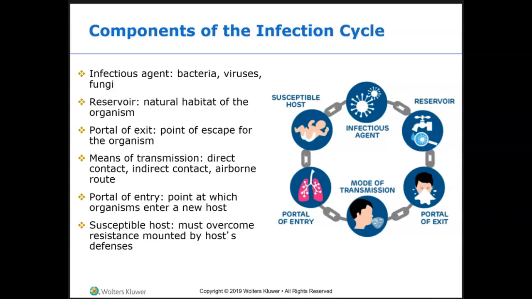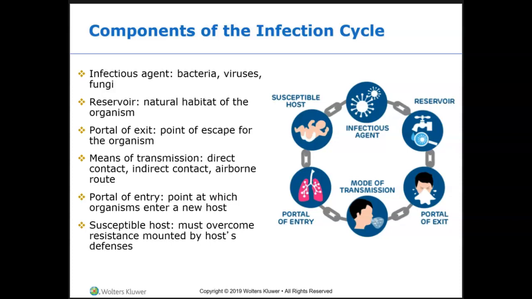So it could be a living creature that transmits the infectious agents to us, like a mosquito, or it could be a non-living object, like a fomite, like a desktop or countertop. Portal of entry is the point at which organisms enter the new host. The entry route into the new host is often the same as the exit route from the prior reservoir. So the skin, urinary, respiratory tract, GI tract, GU tract are all common portals of entry.